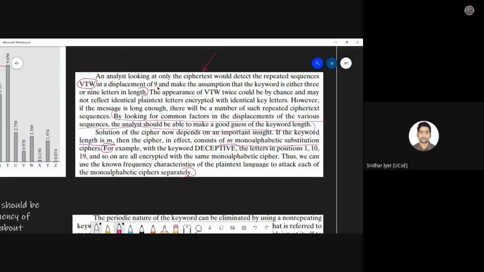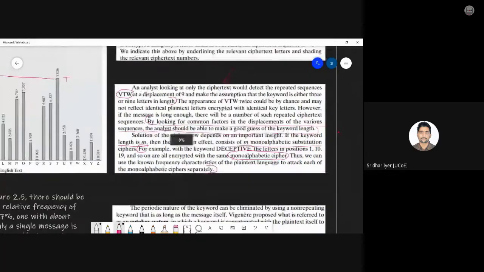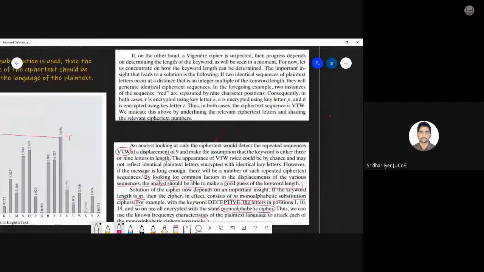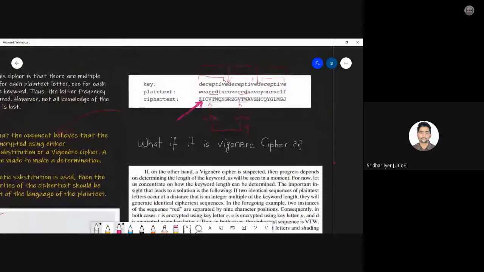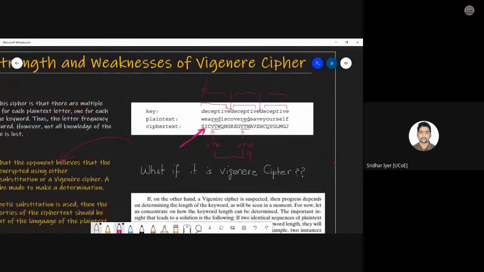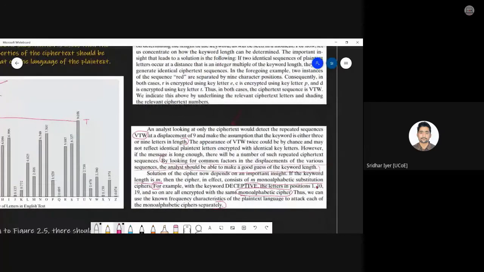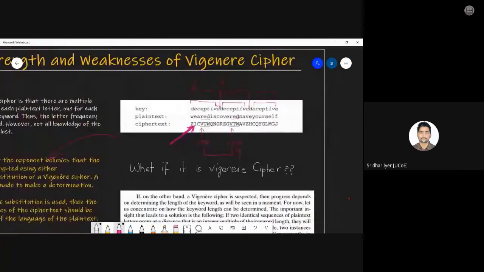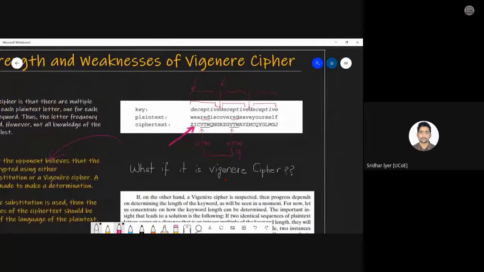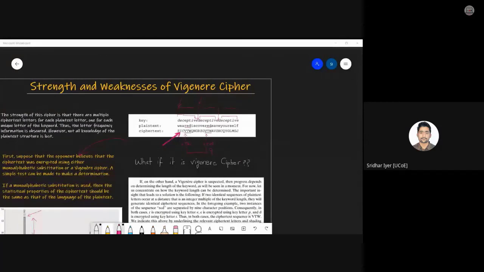For example, with the keyword deceptive, the letters in position 1, 10, and 19 are all encrypted with the same monoalphabetic cipher. Highlight this point. Yes or no? Kindly let me know. Because that word deceptive is repeating thrice, and whenever there is the first character, the 10th, and the 19th character, all are encrypted using the same monoalphabetic cipher. Why? Because the shift is constant. Am I clear? Kindly let me know.